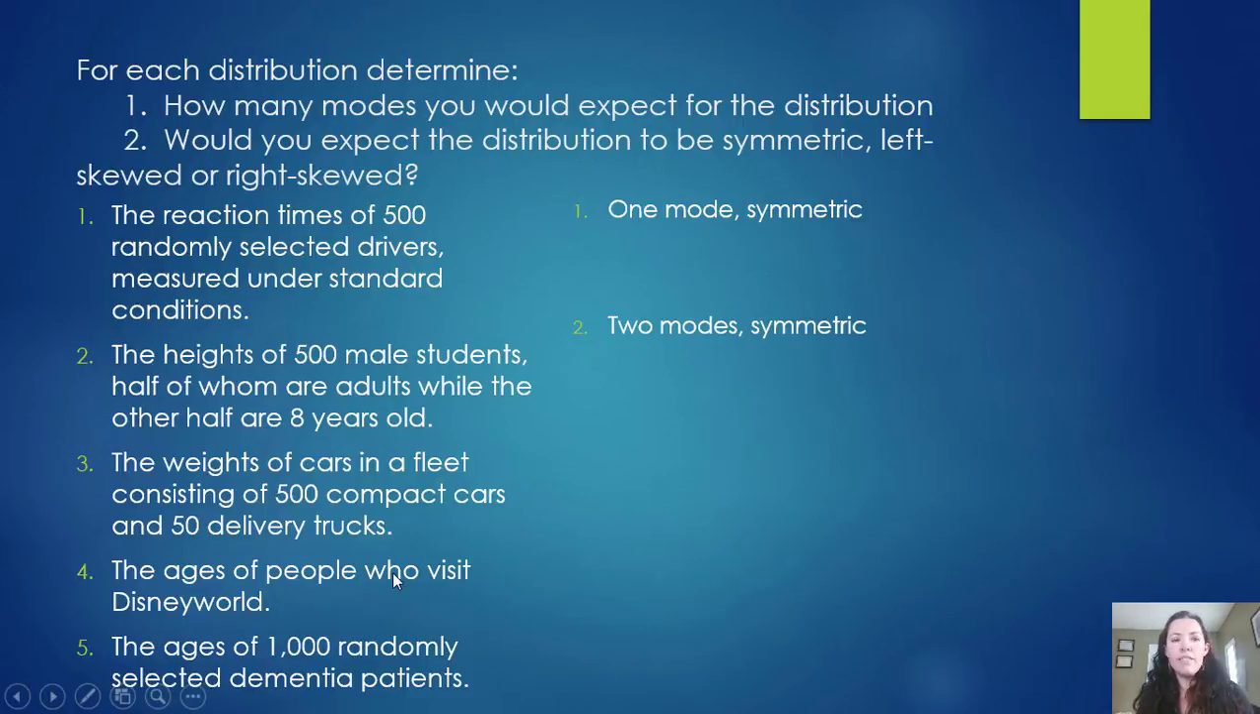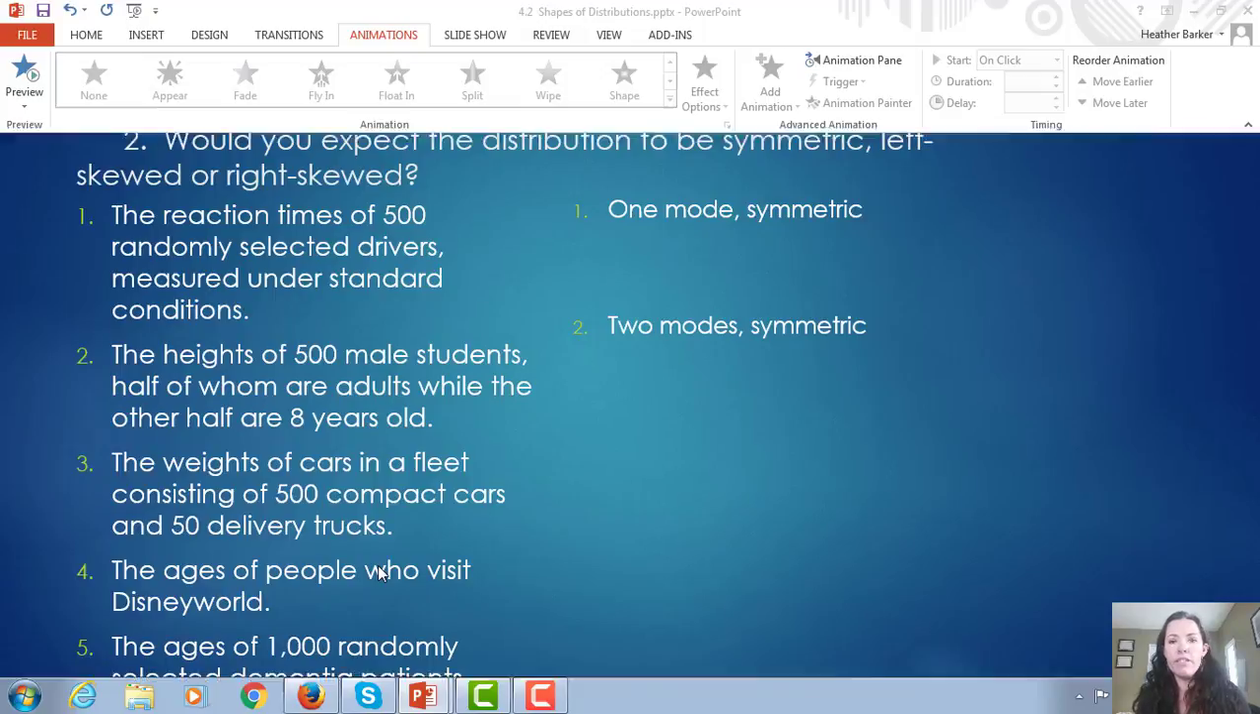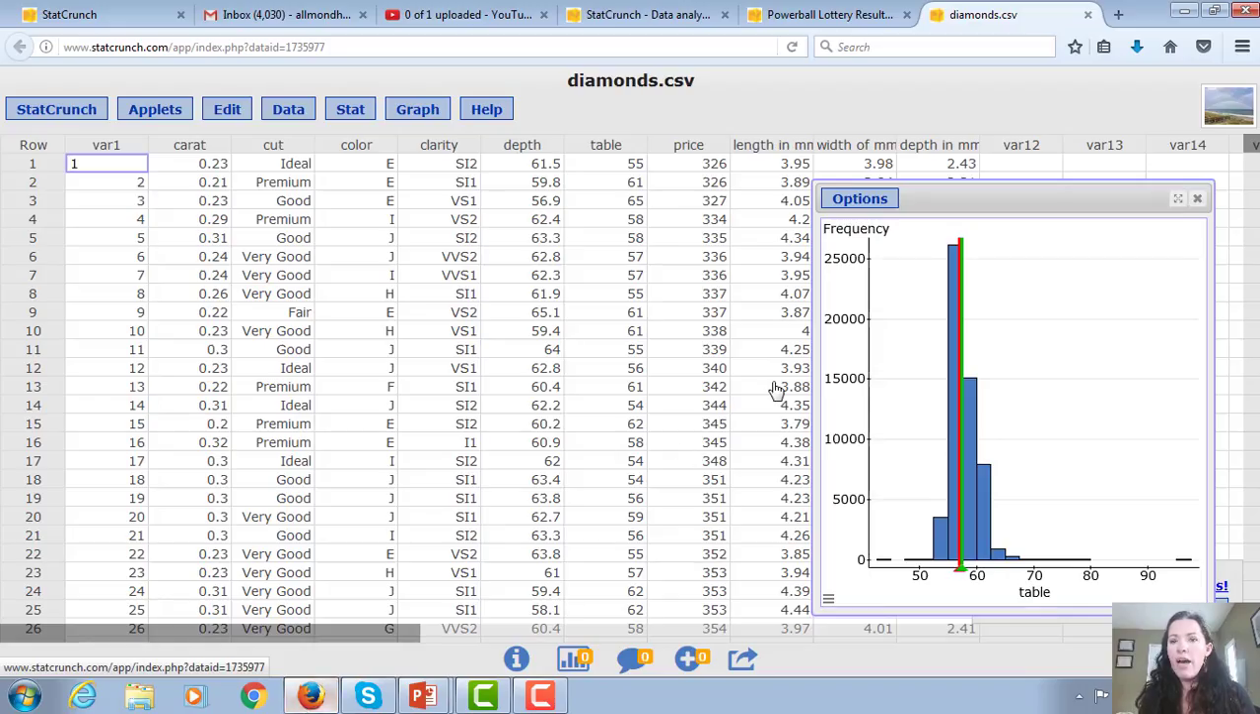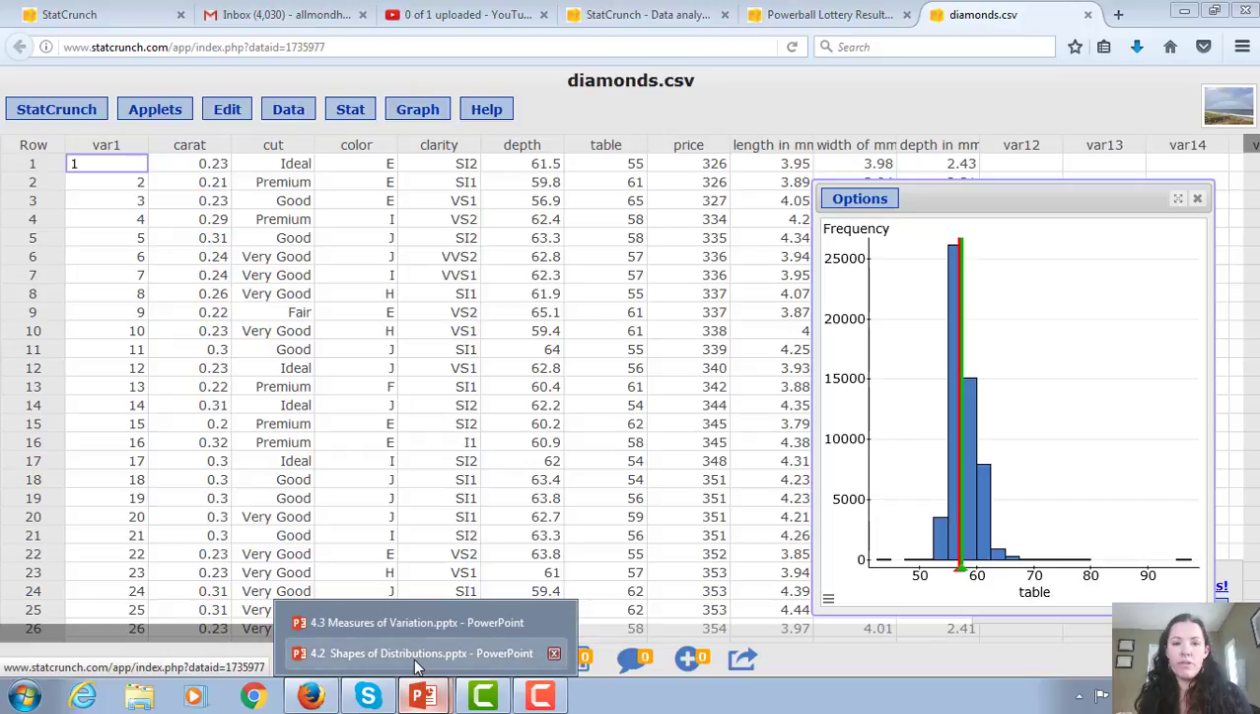Remember that the height of this graph is always the frequency, it's the count. So even though one of them might be higher than the other, it's just the count that we're looking at for those graphs. Okay.